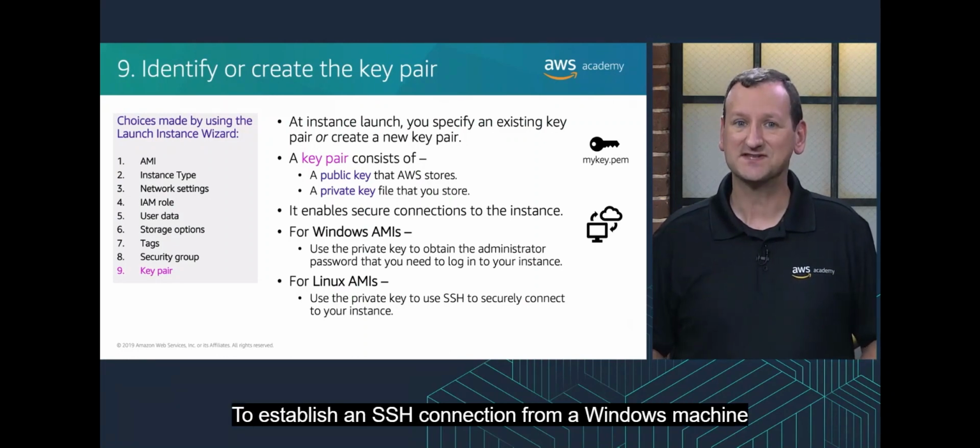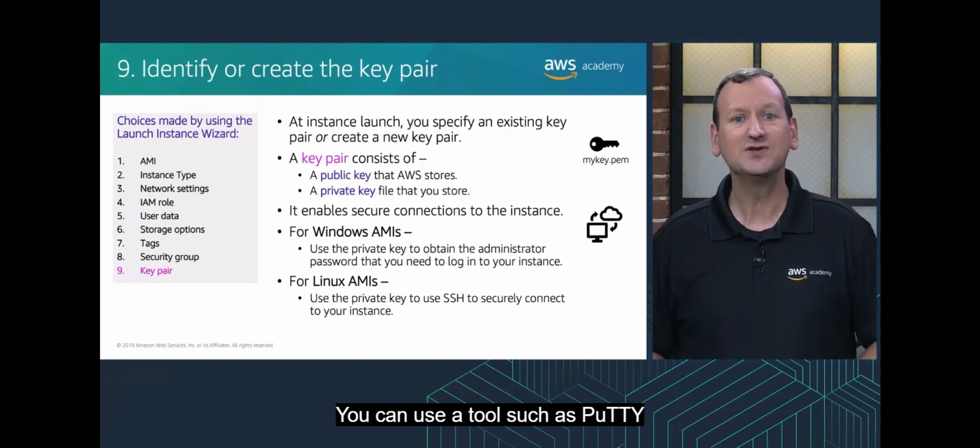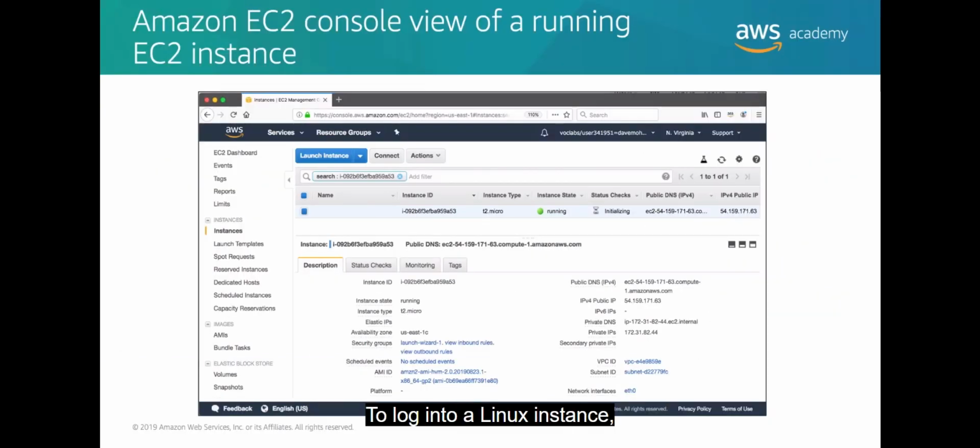To establish an SSH connection from a Windows machine to an Amazon EC2 instance, you can use a tool such as PuTTY, which will require the same private key. To log into a Linux instance, for example by using SSH, you must provide the private key when you establish the connection.